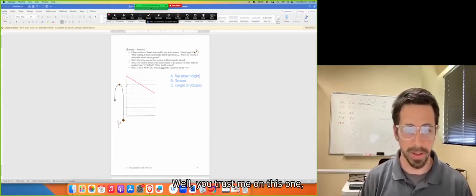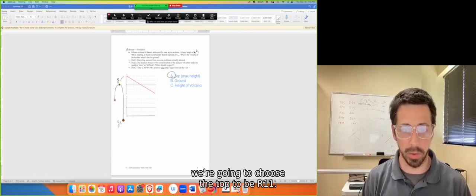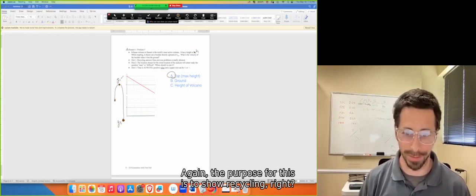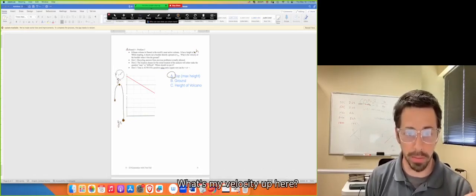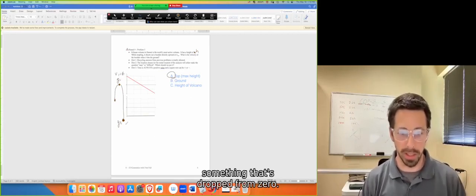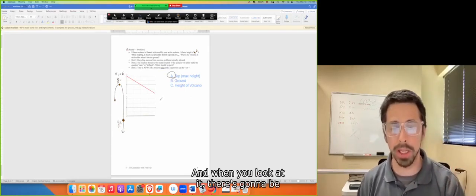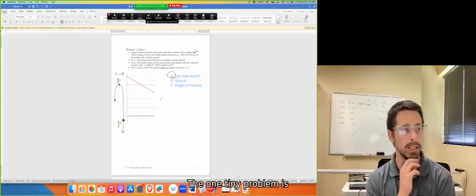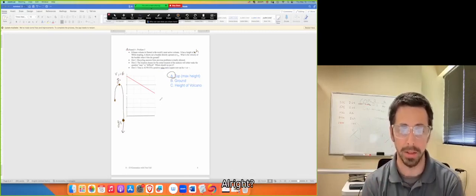Hopefully, well, you trust me on this one. We're going to choose the top to be our Y1. Again, the purpose for this is to show recycling, right? Because when we use Y1 as our analysis, what's my velocity up here? It's equal to 0, right? Okay, so I just end up with something that's dropped from 0. We solved that problem, right? Go look at it. And when you look at it, there's going to be one tiny problem, right? The one tiny problem is we need to know what that max height is, right?